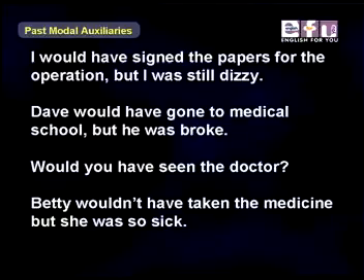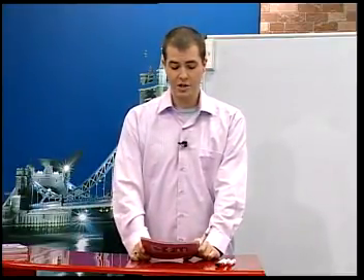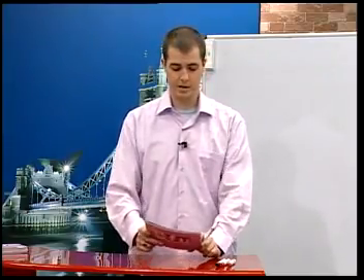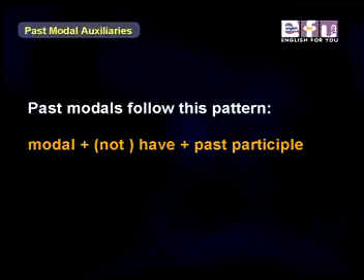Betty wouldn't have taken the medicine, but she was so sick. Okay, past modal auxiliaries are used to describe past actions or situations that are not real or did not occur, and we usually use them to talk about our wishes about these past events. Now, past modals follow this pattern. We have the modal plus, if it's negative, not, then have, then plus the past participle.